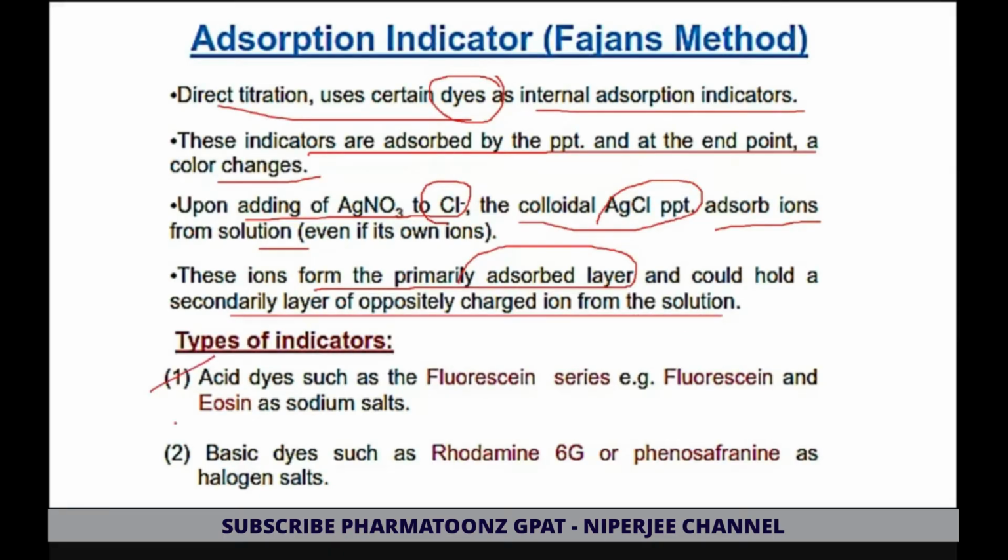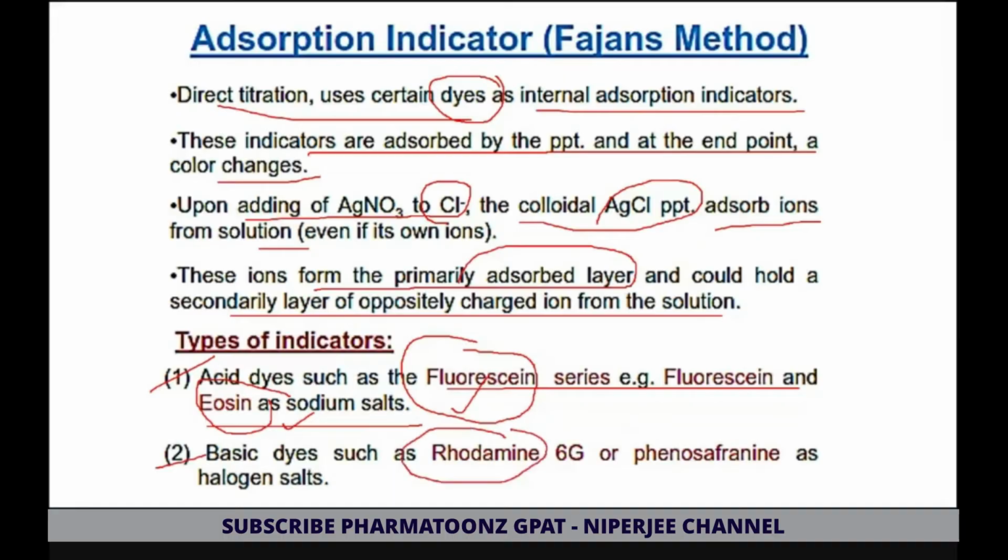So what types of indicators are used? Acidic as well as basic dyes are used. Fluorescein and eosin as sodium salts act as acidic dyes. So in an exam question like which of the following is an acidic dye, eosin and fluorescein are acidic dyes, and basic dyes are like rhodamine and phenosafranine.